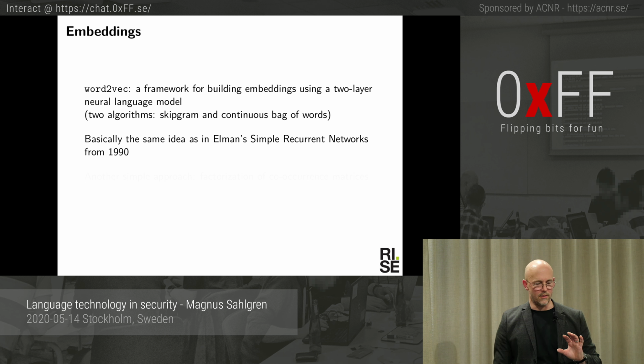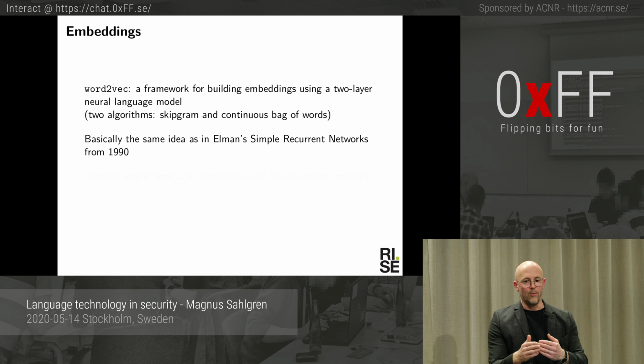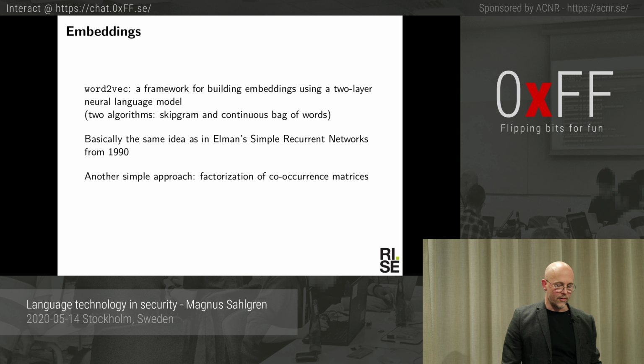I think Word2Vec was published in 2013, and it became very popular. It's basically the same idea as in Jeff Elman's simple recurrent networks from 1990. So basically we try to build a language model that predicts the next word in a sequence, and by doing that we will learn a useful hidden layer for all the words. And there are many other approaches to building embeddings. One very simple one is to build a matrix of co-occurrence counts and then simply factorize it with your favorite factorization algorithm. And that will also give you very useful embeddings.